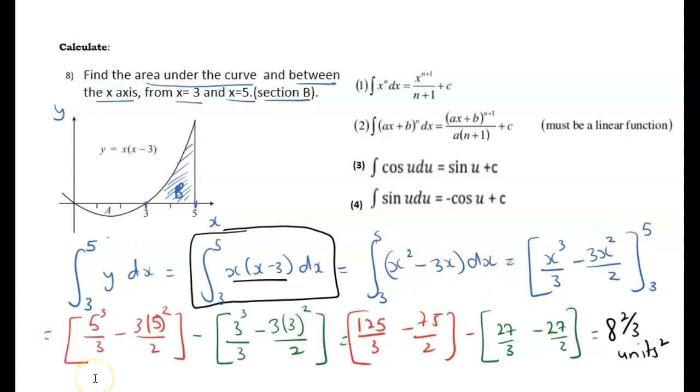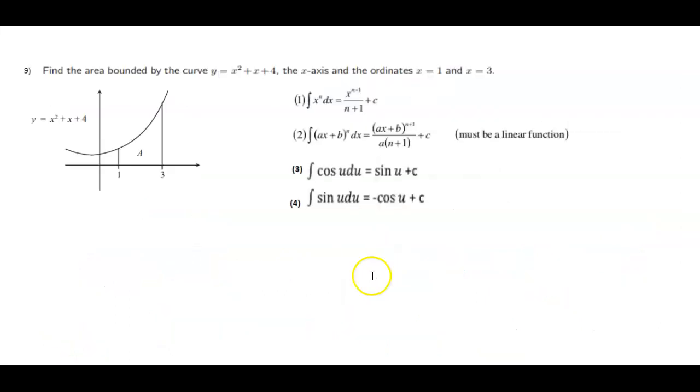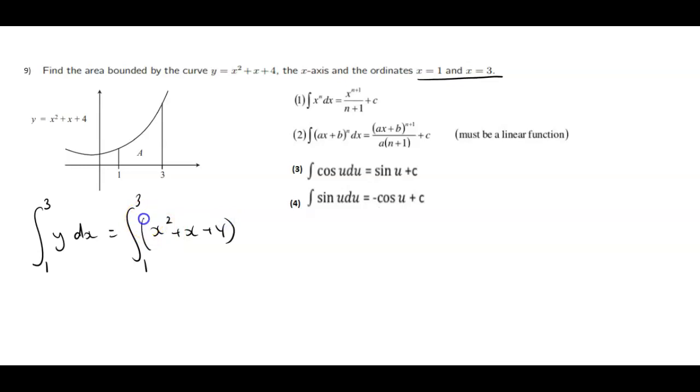I will now do one other example on area. Example 9 now. Again, we have: find the area bounded by the curve and the x-axis from these coordinates 1 and 3. So we do the same. Put the upper limit, lower limit, the equation of y, and we proceed. Right, now if no diagram is given, you can do a sketch to make sure that your curve is above the x-axis and so on.